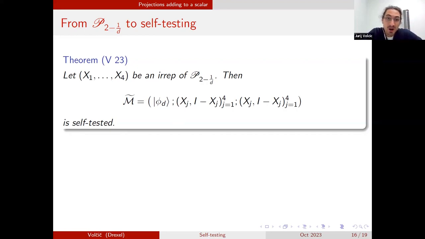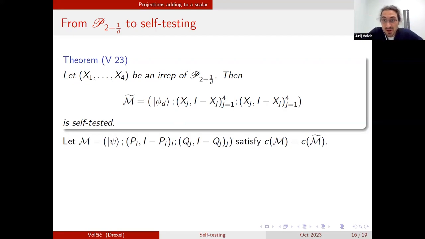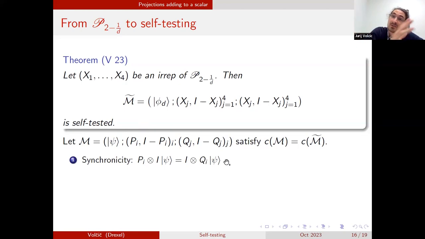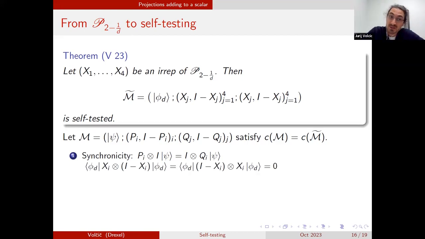What are the main steps of the proof? Let's say that you have another model that has the same correlations. There are three main steps. First, you show this synchronicity property. Namely, you show that for this unknown model, a measurement of just the first party, P_i times identity on the state, is the same as identity times the same i-th measurement on party B. I've seen this called the synchronicity property. That's essentially because mu tilde has this property, because I'm using the same measurements on both parties. That helps you establish it. How to get this property? It's essentially the Cauchy-Schwarz inequality. It's nothing very deep, just basic linear algebra, so I'm going to skip it.